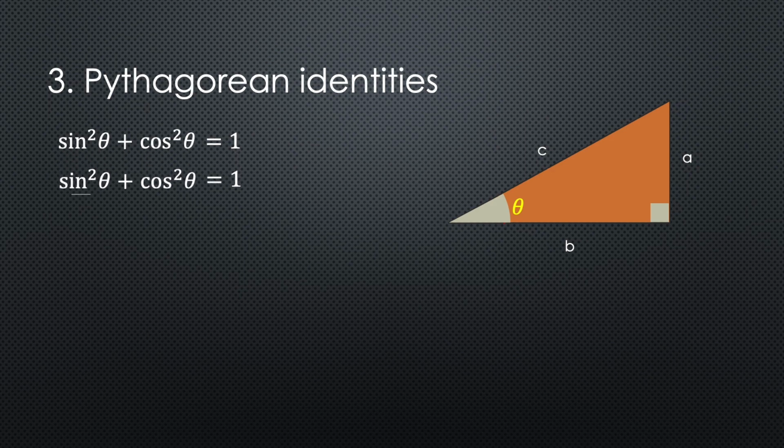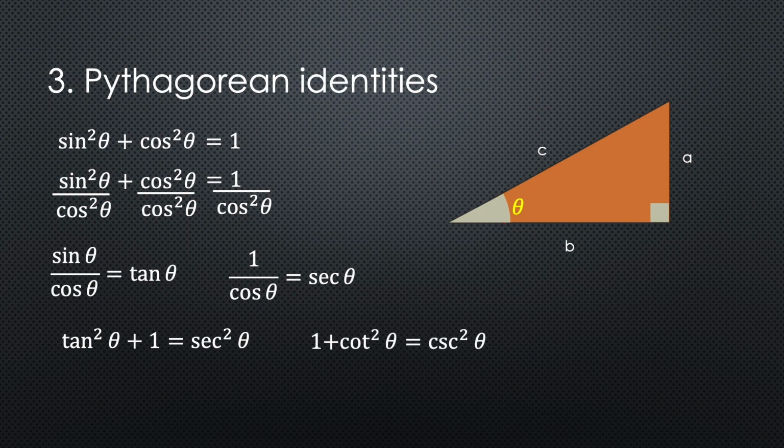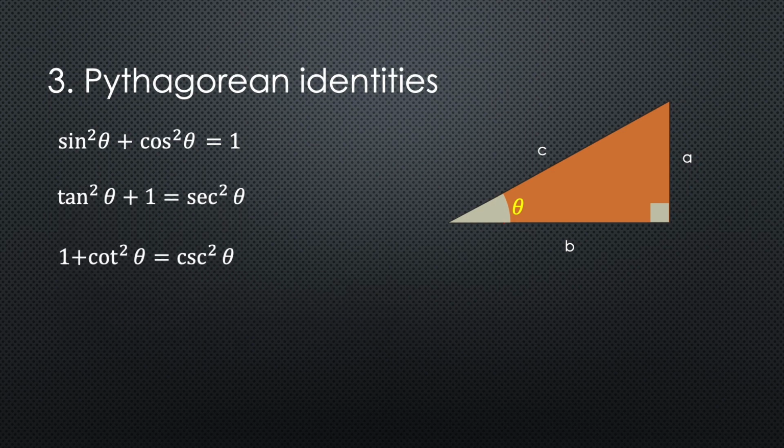Now divide both sides by cosine squared. We know that sine over cosine is tan, cosine over cosine is 1, and 1 over cosine is secant. So now we have another identity, tan squared plus 1 equals secant squared. We can also easily get 1 plus cotangent squared equals cosecant squared. So these are the three commonly used Pythagorean identities.